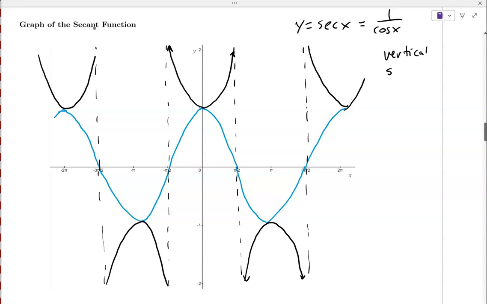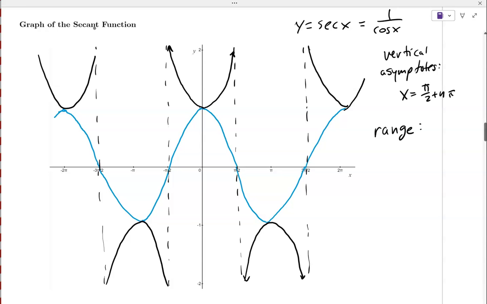So let's label some important parts of the graphs here. So vertical asymptotes are going to be all those odd multiples of pi over 2. We already said there are no x-intercepts, right? There's no place where the graph crosses the x-axis. We do get a y-intercept here. But let's look at the range. Because the range is a little bit different, right?